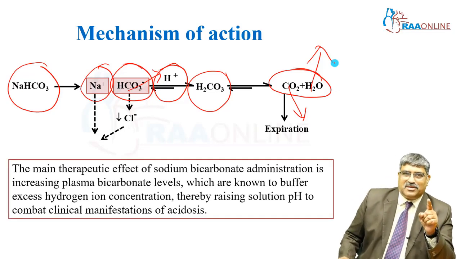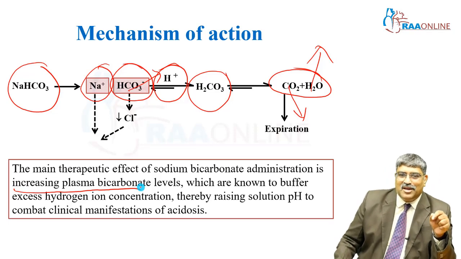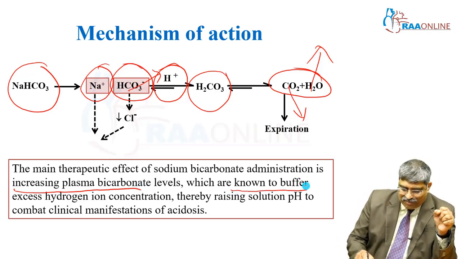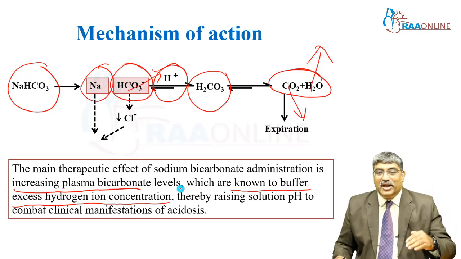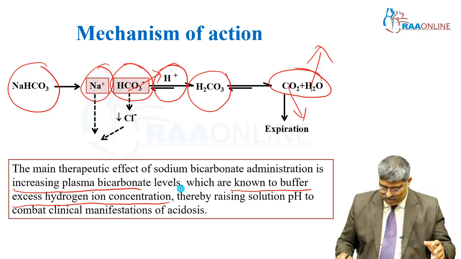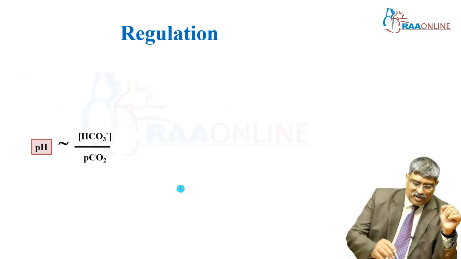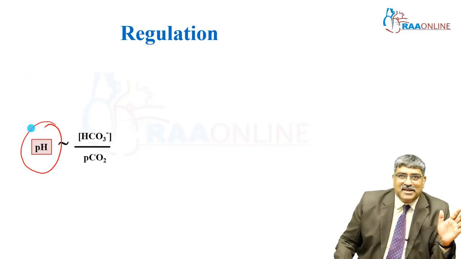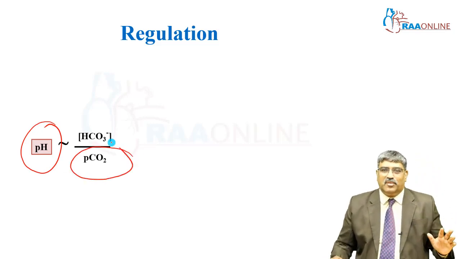By doing this, you increase your plasma bicarbonate level, which will buffer the excess hydrogen ion concentration. In short, it counters the acidosis. And here you have to understand two major components: what it does to the hydrogen ion concentration, and another one is what happens to carbon dioxide.